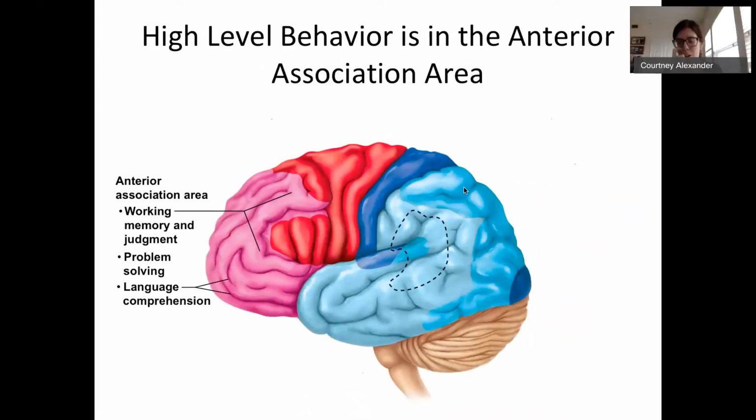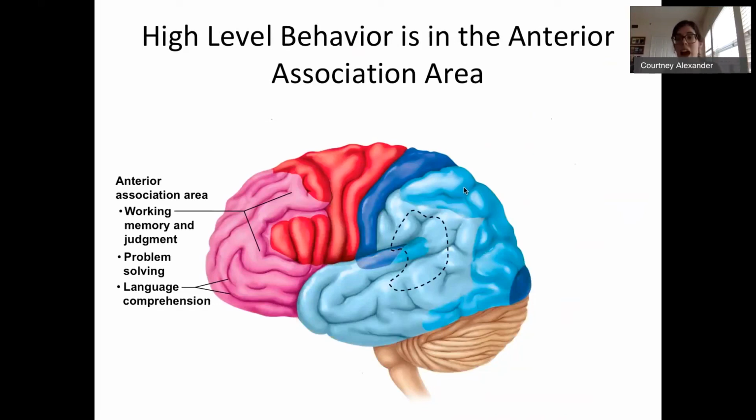Finally, let's talk about the things that happen in the very front. The very front of our brain is called our anterior association area. Our prefrontal cortex is the other name for that. And this is where the stuff that makes us human resides. So we've got working memory and judgment, problem solving, language comprehension about the finer details of language, the nuance of language. All of this occurs in our anterior association area.